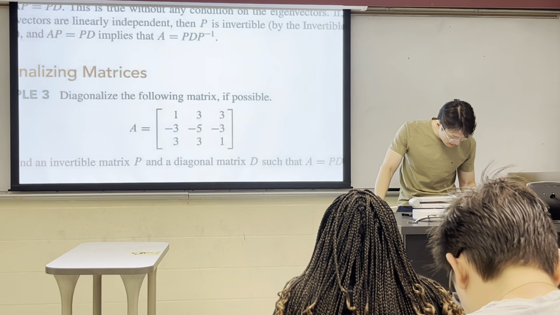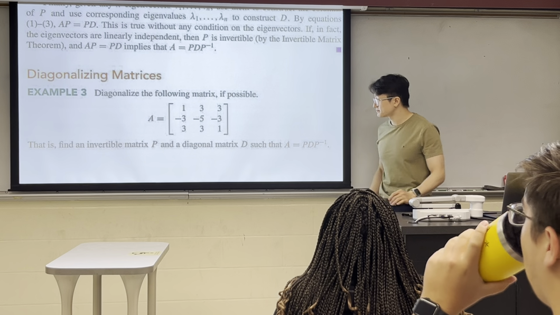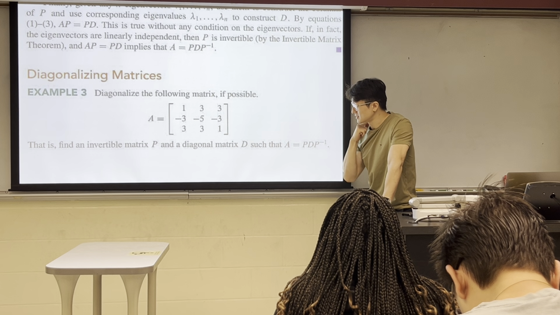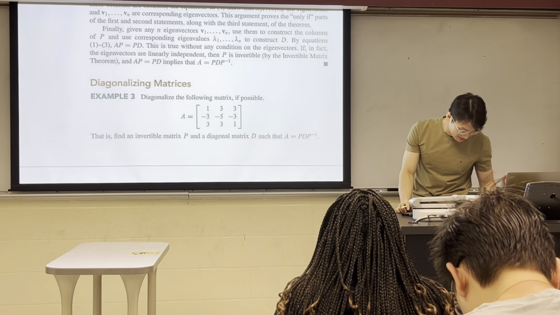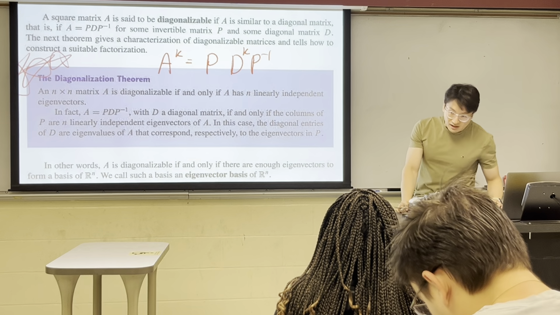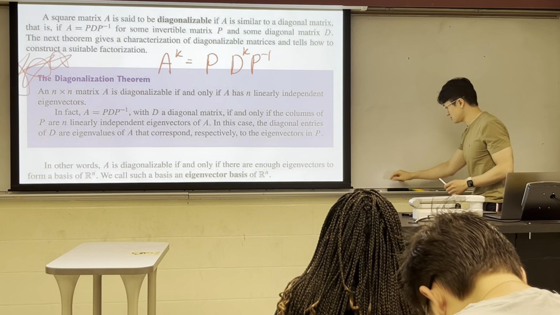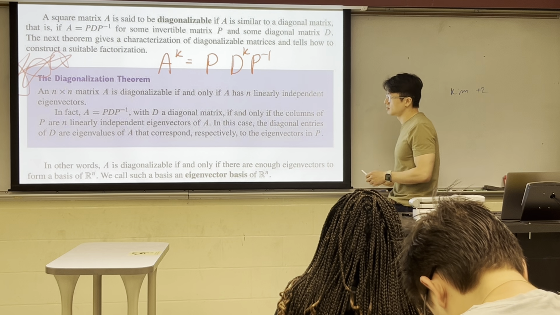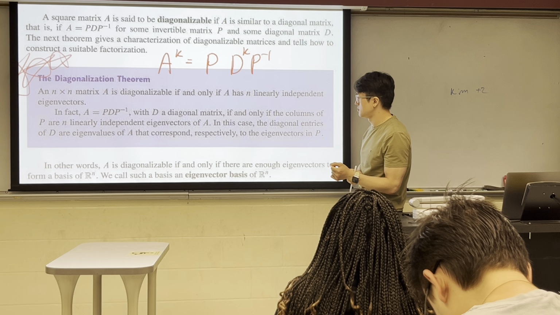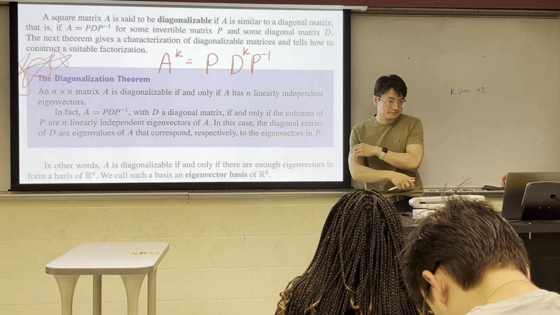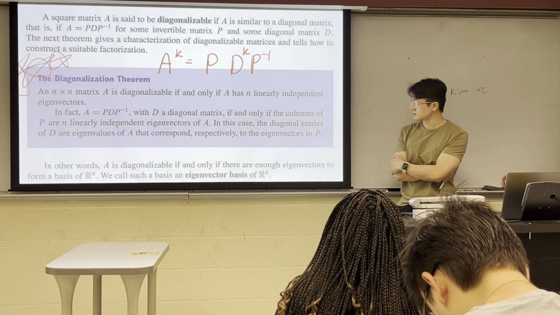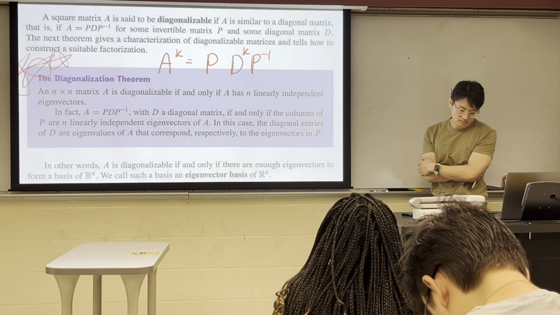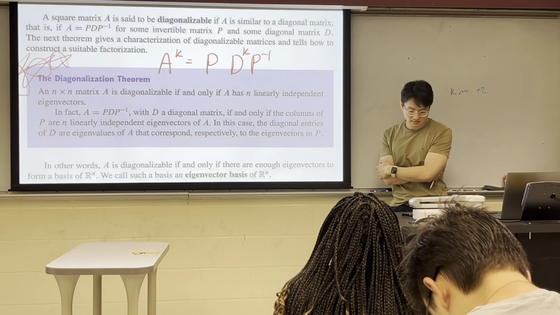Now, given a matrix, I ask you to find D and P. What would that be? Now, let's learn the definition. Can you read this to help me? The diagonalization theorem: an n by n matrix A is diagonalizable if and only if A has n linearly independent eigenvectors. In fact, A equals P D P inverse, with D a diagonal matrix, if and only if the columns of P are n linearly independent eigenvectors of A. In this case, the diagonal entries of D are eigenvalues of A that correspond respectively to the eigenvectors in P. Thank you.